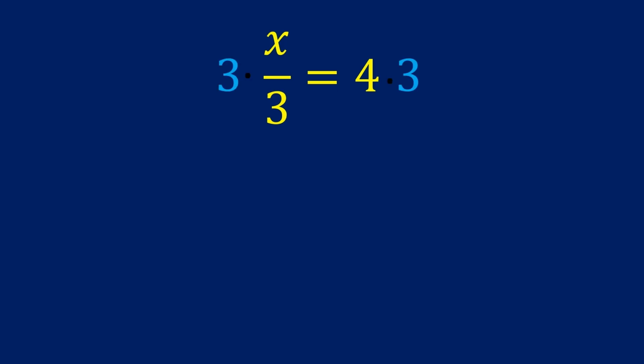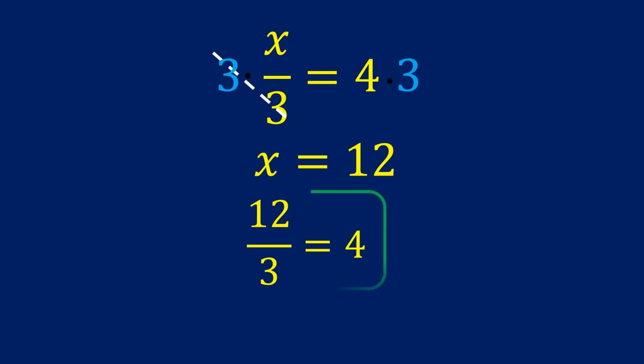3 divided by 3 is 1. So on the left we are just going to get x, and on the right we are going to have 4 times 3, which is 12. And so this is the answer. And to verify it, 12 divided by 3 is indeed equal to 4. So x is 12.